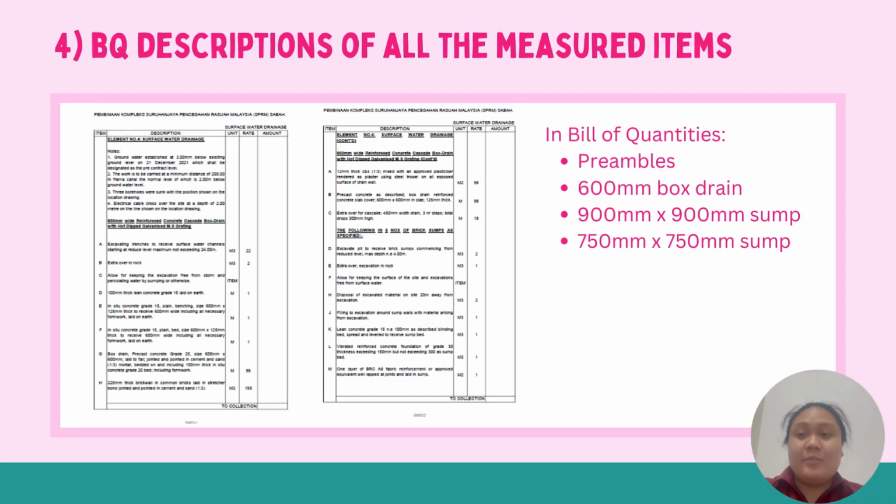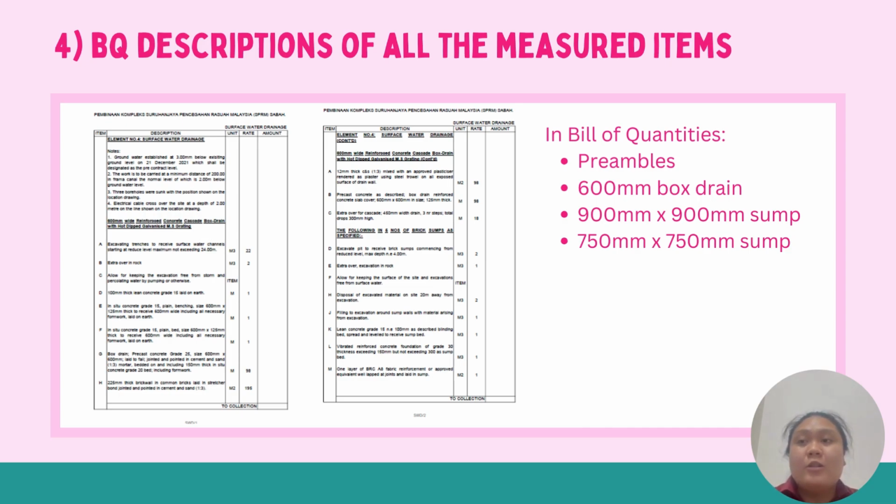First, there is the preamble. In the preamble, groundwater is established at 3 m below existing ground level on 21st December 2021, which shall be designated as the pre-contract level. Second, the work is to be carried out at a minimum distance of 200 mm from the canal, the normal level of which is 2 meters below groundwater level. Third, 3 boreholes were sunk, with the positions shown on the location drawing. And the last one in the preamble is an electrical cable crossing the site at a depth of 2 meters on the line shown on the location drawing.